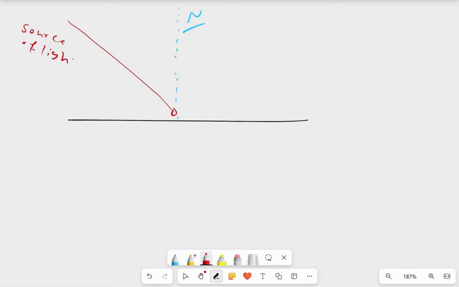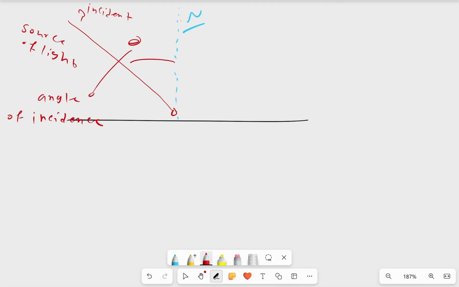A ray is coming from the source of light. This is going to be called the incident ray. The angle between the normal line, or the line perpendicular to the surface of the mirror, and the incident ray is called theta. This theta is called the angle of incidence, or angle of the incoming ray.